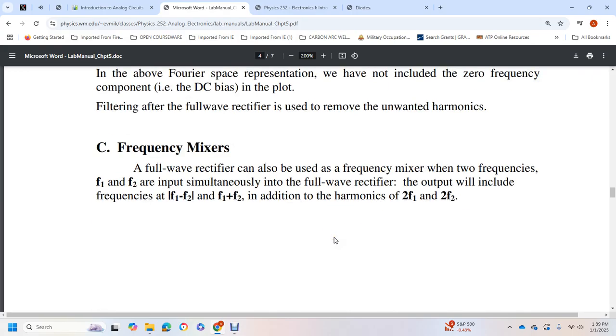C. Frequency mixers. A full wave rectifier can also be used as a frequency mixer. Frequency 1 and frequency 2 are input simultaneously. The full wave rectifier output will include the absolute value of frequency 1 minus frequency 2, and frequency 1 plus frequency 2, in addition to the harmonics of 2 times frequency 1 and 2 times frequency 2.